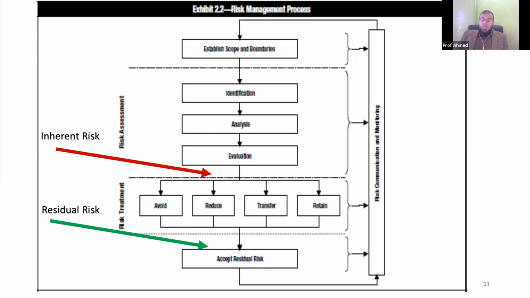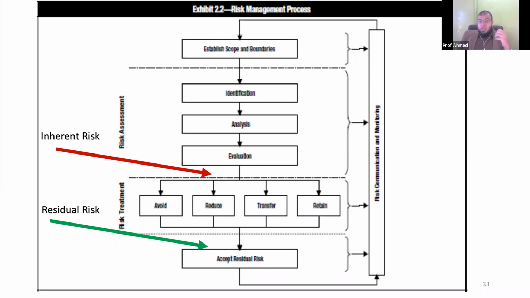So this is the identification, analysis, and evaluation. Identification, we understand. I think we finished the analysis and the evaluation here. In the evaluation, you have to evaluate the risk. Usually we call it the inherent risk. Inherent risk is the risk before implementing the controls, before implementing something to secure or to reduce the risk. So this is inherent risk.